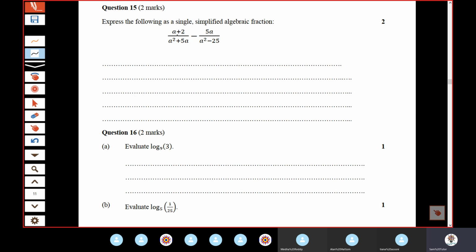Anyone done with question 15? Yeah. What's your answer? Wait, 15 or 16? 15. You have an answer for it? No, I did 16. I didn't do 15. Okay, that's fine. I said both anyways. What's your answer for 16 then?